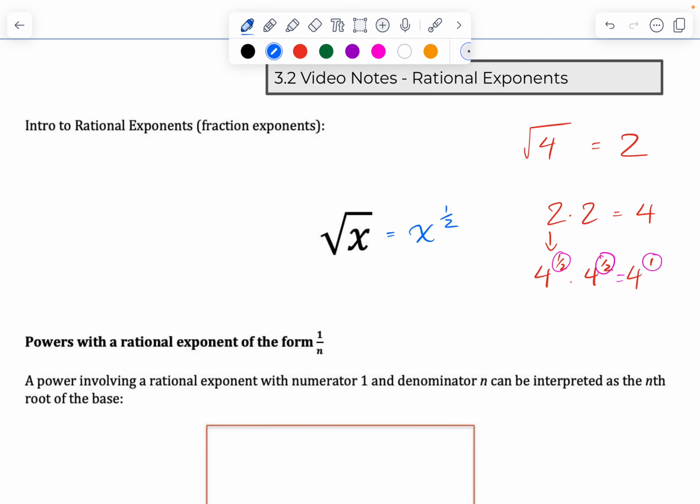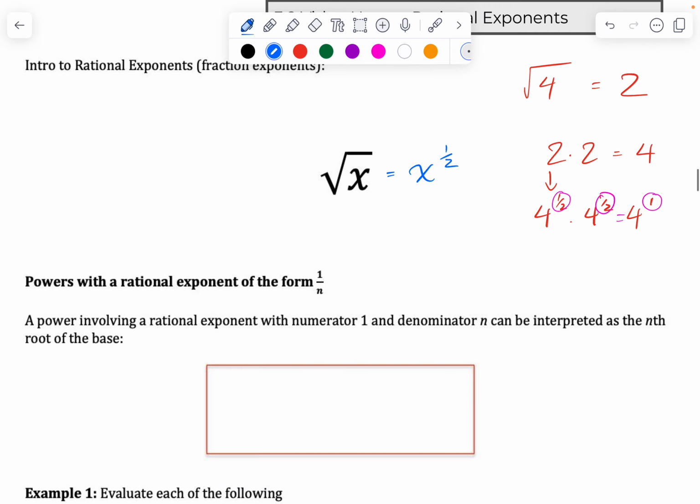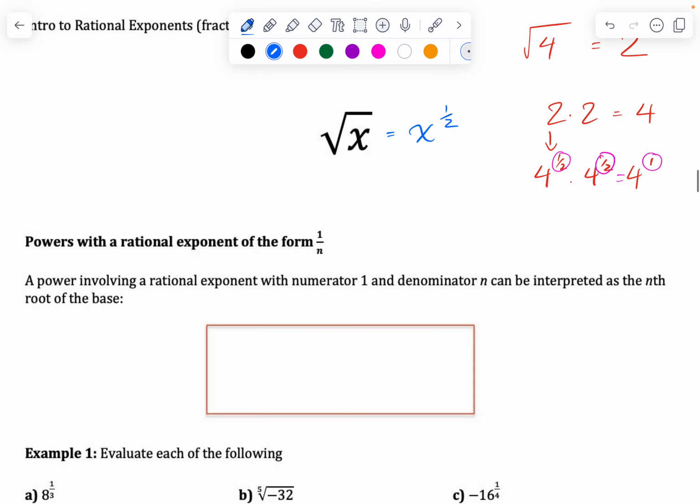Okay? And this can be expanded to any other root. That means I can have lots of different roots. So this is a square root, and it has a little invisible 2 here. We don't write it, but it means it's something that multiplies itself twice to get x. So that means that I could have, for example, the cube root of x. That would be x to the 1/3. An example of that would be the cube root of 8 would be 2, because 2 times 2 times 2 is 8.